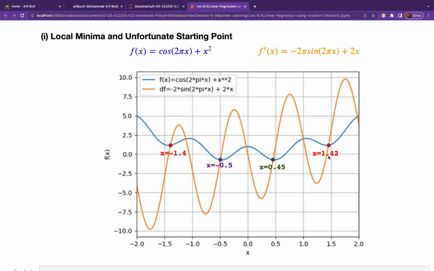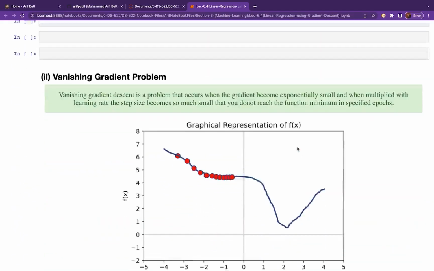You will get to the green or purple minima only if your guess falls between these locations, minus 1 to, let's suppose, plus 1. So my dear students, in the case of complicated functions, it really becomes difficult to arrive at a global minimum. One possible solution to this is that you use stochastic gradient descent instead of batch gradient descent. And of course, I will talk about stochastic once we are done with batch. Anyway, let me move ahead.